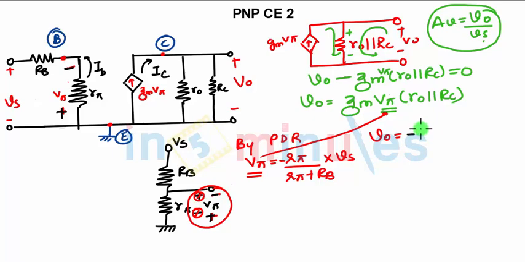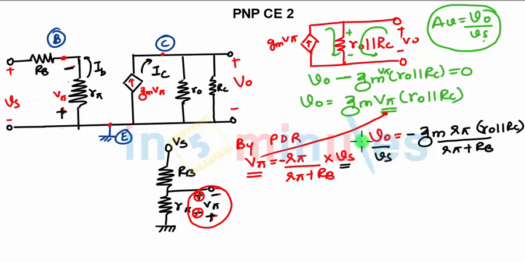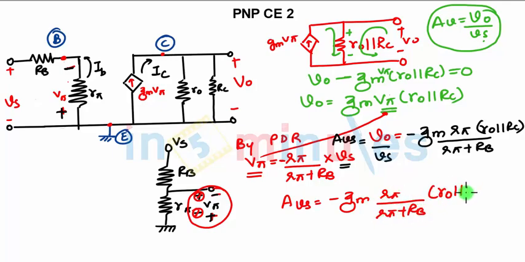So it will be minus GM into R pi divided by R pi plus RB into RO parallel to RC, which is multiplied by VS. I am taking it on the other side. So this is nothing but your AVS. So what is the final equation for voltage gain? I can say AVS is equal to minus GM R pi divided by R pi plus RB into RO parallel to RC. So what is the final value? You know all these values. After substituting, you should get voltage gain as minus 4.1789.